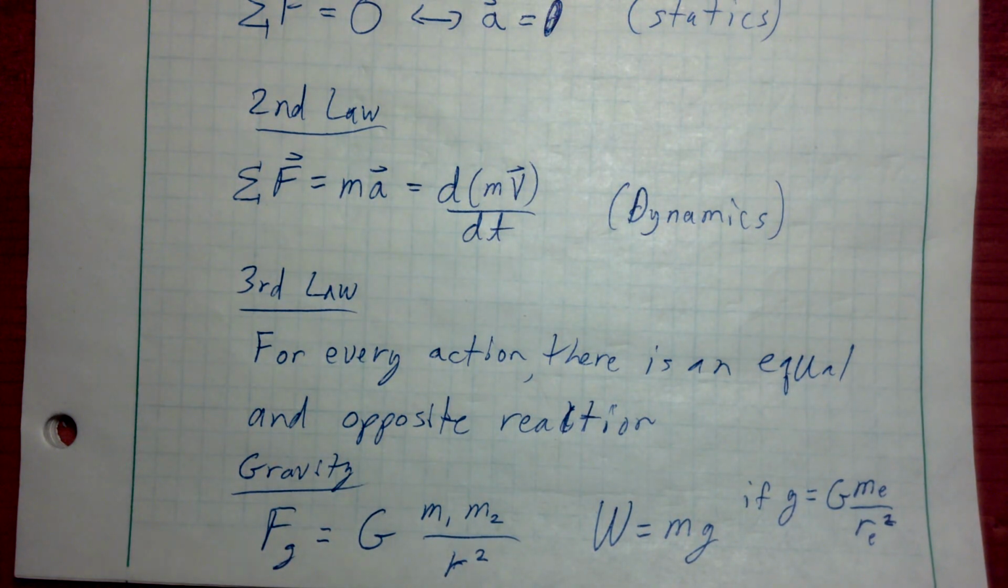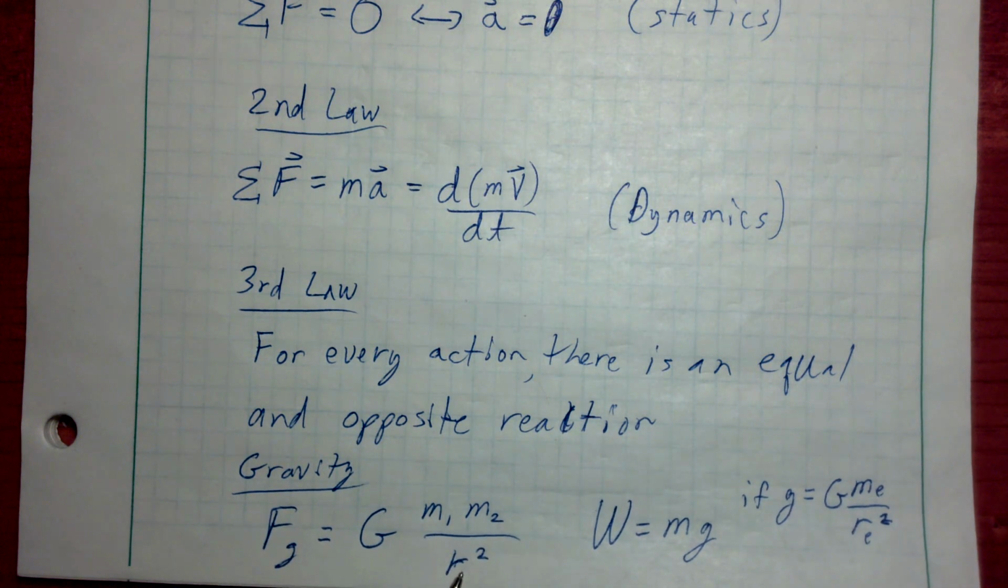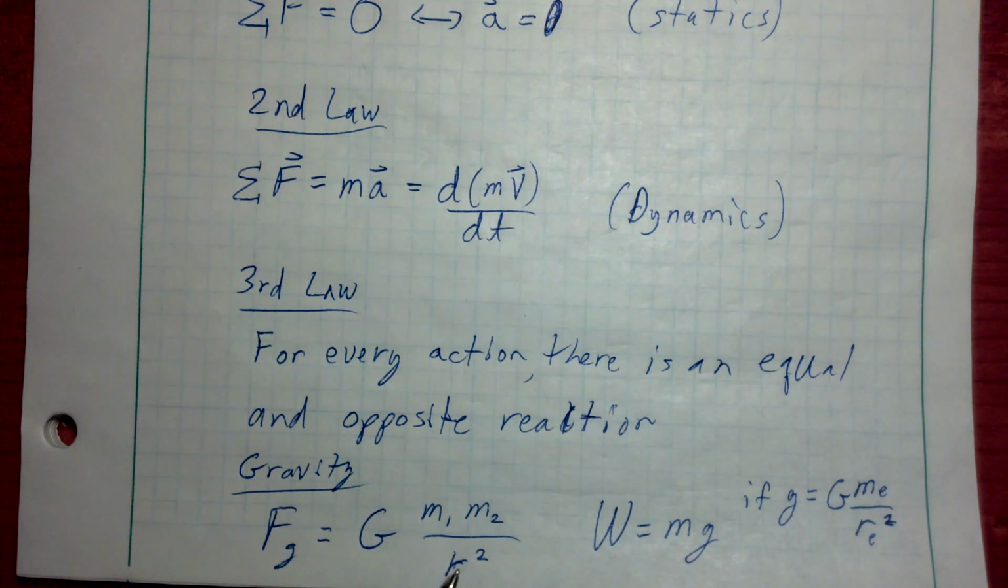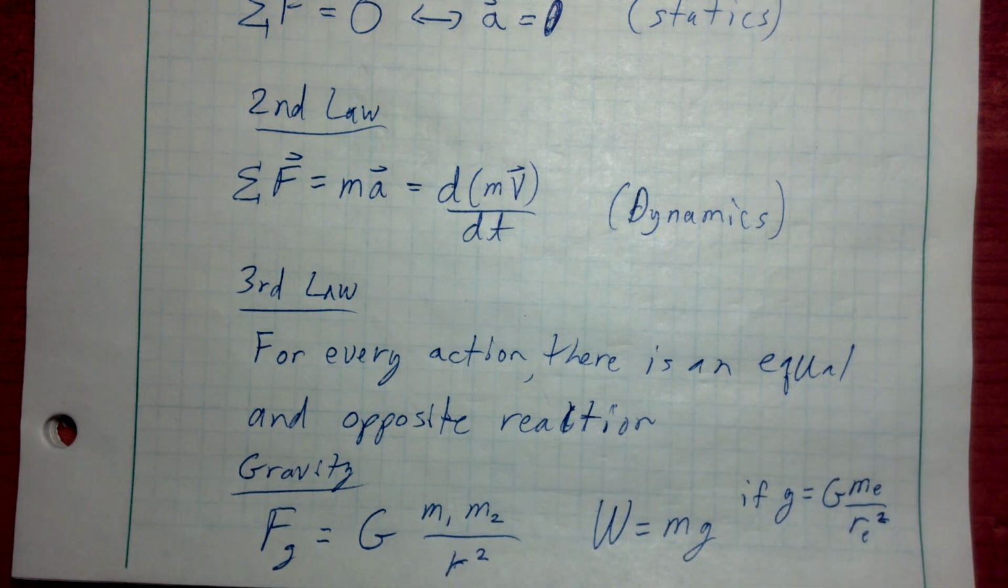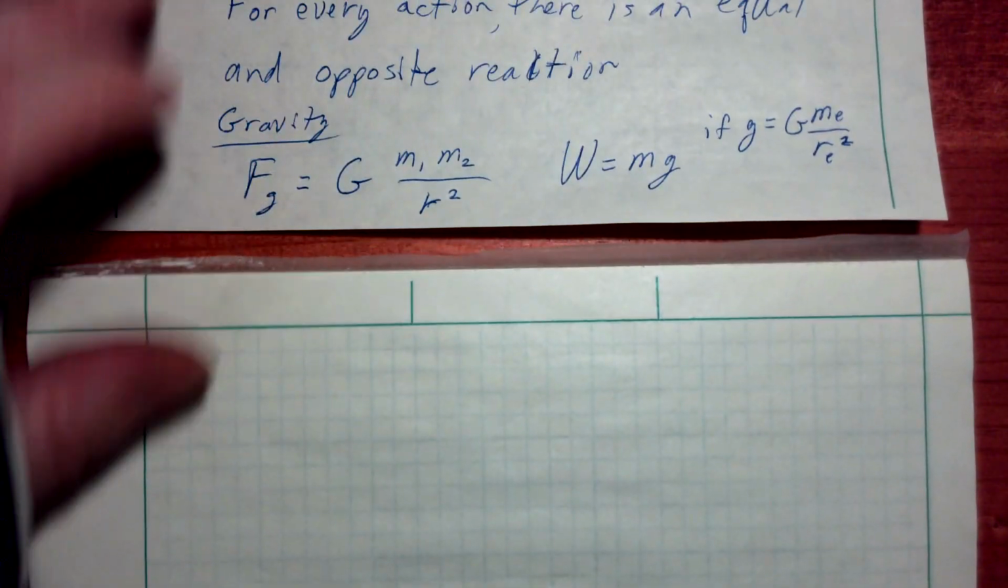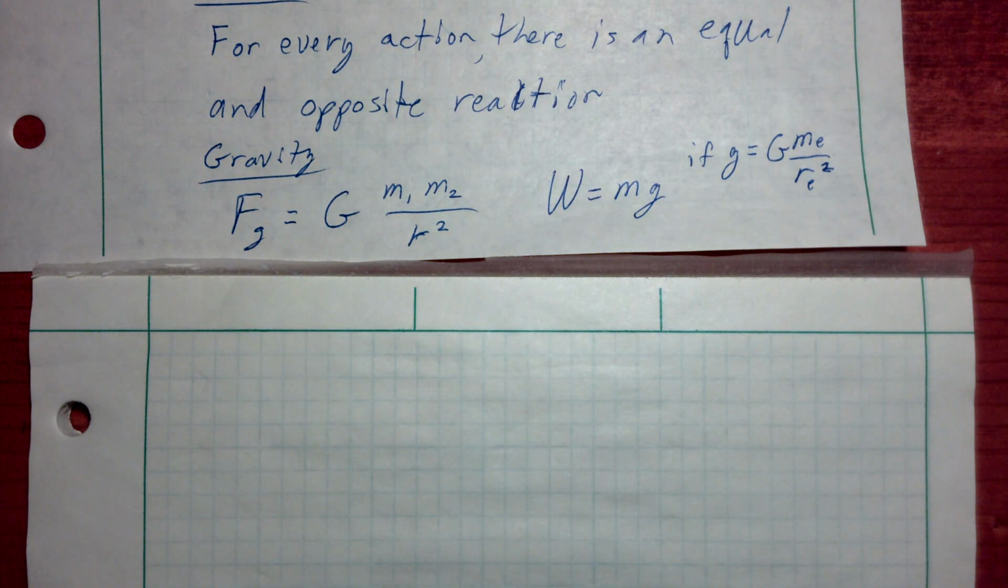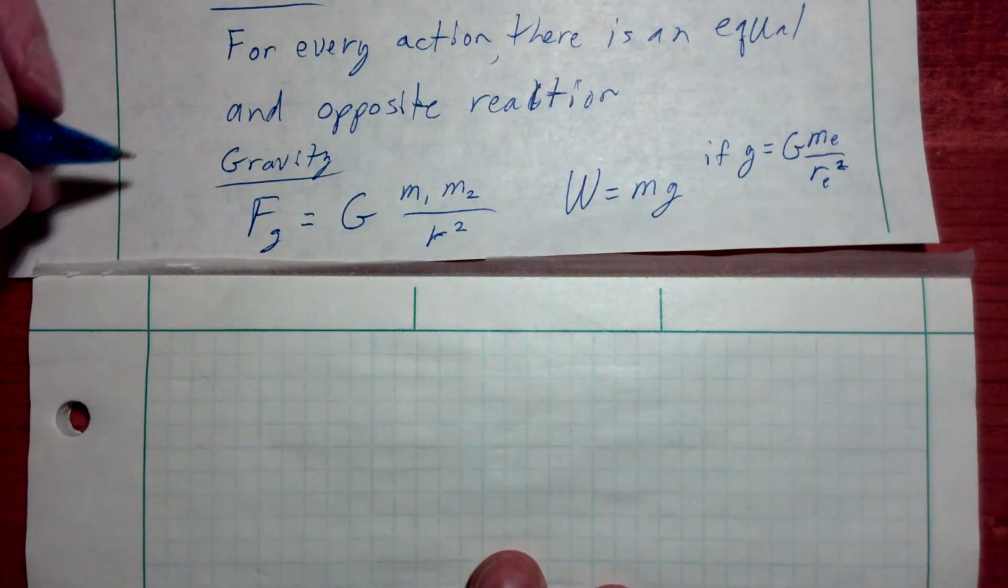So if m1 is you and m2 is the Earth, and you've got the distance of the radius of the Earth separating you from the center of the Earth, and you've got your universal gravitational constant, the product of those quantities becomes the gravitational constant. And that's true. It doesn't matter what planet you're on. Here I'm subscripting an E for Earth, but the same would be true on Mars, on Pandora, whatever planet you happen to be on.